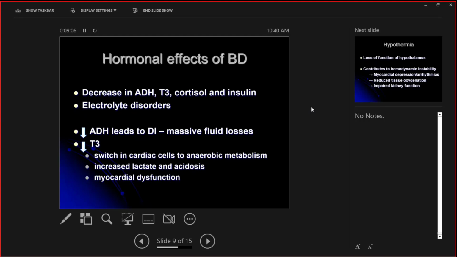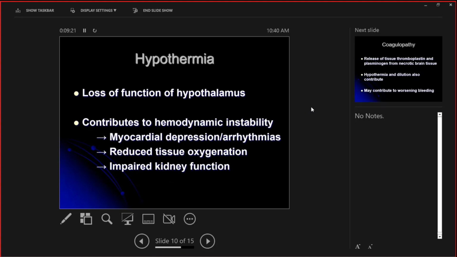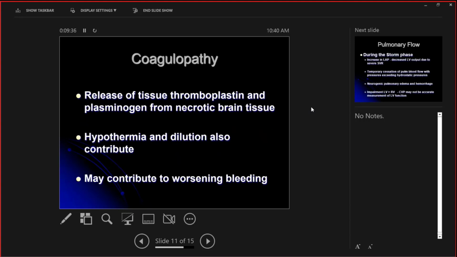T3 is interesting. Theoretically, you switch in your cardiac cells from aerobic to anaerobic metabolism when you have a lack of thyroid hormone. You get increased lactate and acidosis and myocardial dysfunction. And then from a hypothermia standpoint, when you lose function of the hypothalamus, you get hypothermic, and this contributes to hemodynamic instability as well, in addition to myocardial depression and arrhythmias, reduced tissue oxygenation, and impaired kidney function.